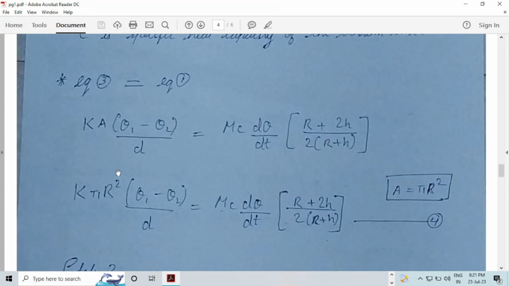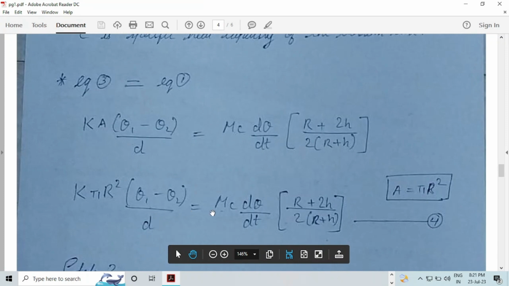In next step, we are putting the value of A here. A is the area of the specimen. It is pi r square, where r is the radius of the specimen. K into pi r square into theta 1 minus theta 2 by d is equal to mc d theta by dt into r plus 2h by 2 into r plus h. This is the fourth equation.